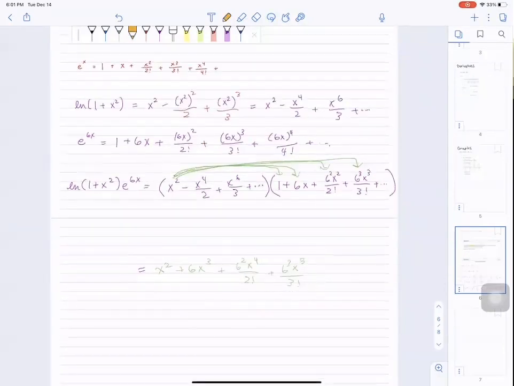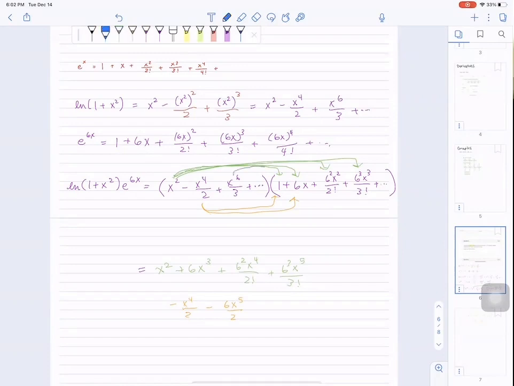So let's move on to the next term. In the orange, we have minus x to the 4th over 2. Then we have minus 6x to the 5th over 2. Okay, going one more would give us an x to the 6th term. We don't need that. So stop with the orange.